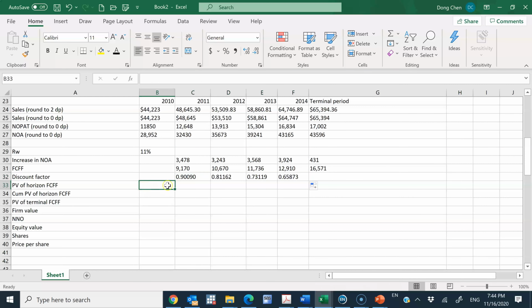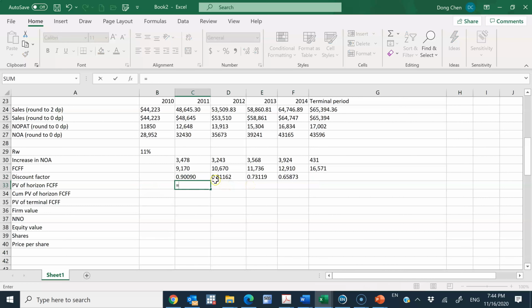So the present value of the horizon FCFF is basically calculated by multiplying the FCFF by the corresponding discount factor. And then don't forget to use the round function. Round this to 0 decimal place.